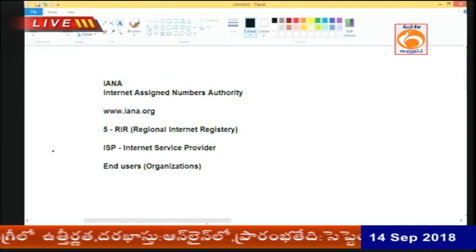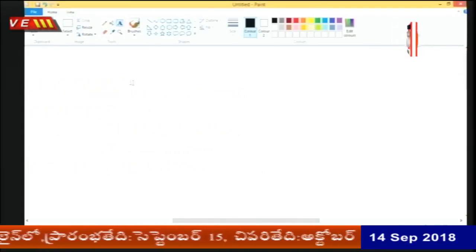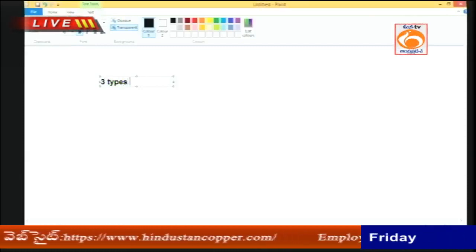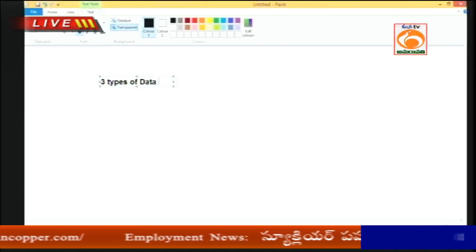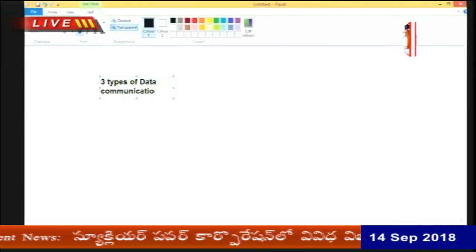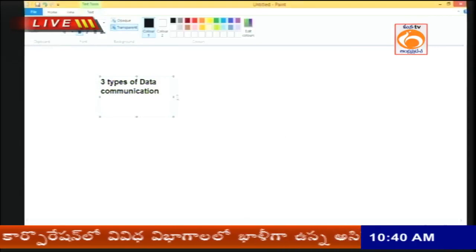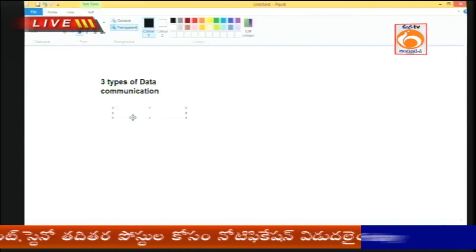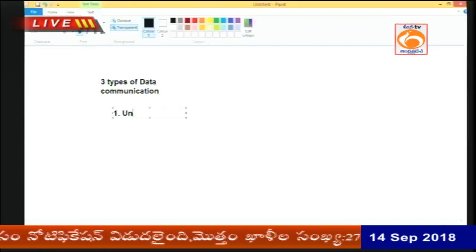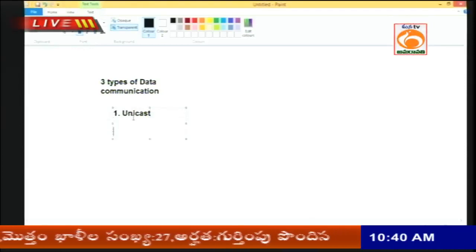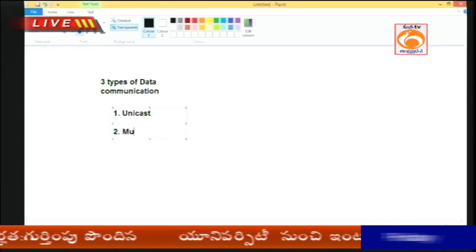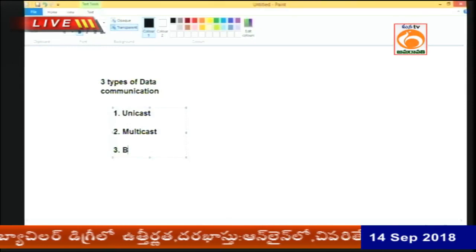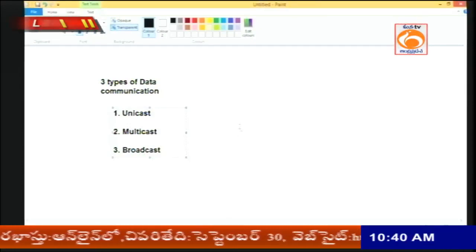So, let us now look at what we mean by broadcast. Before we discuss broadcast, we have to discuss the 3 different types of data communication. These are unicast, multicast, and broadcast. So, what is the difference between these 3?